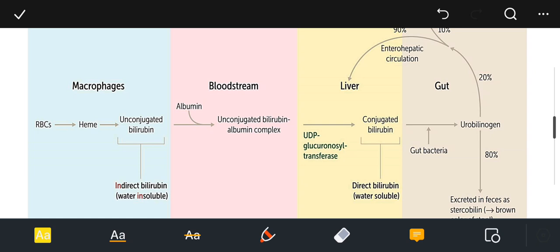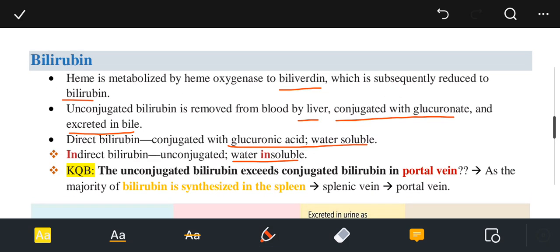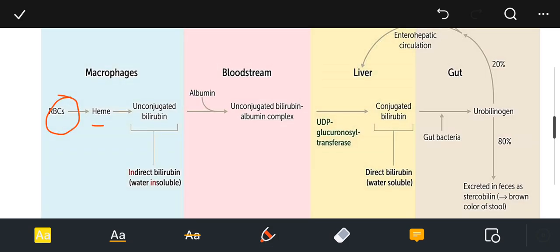So the first point is that RBCs which are old enough or which are having some pathology will enter the spleen, and the splenic macrophages will cause the breakdown of RBCs, and the heme will be released. The heme will be broken down into biliverdin, and from that ultimately bilirubin will be formed. That bilirubin will be unconjugated, which means that it is not water soluble. The unconjugated bilirubin is water insoluble, it is lipid soluble.